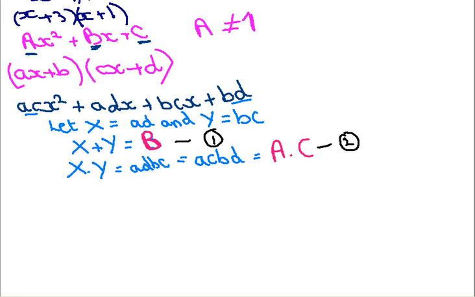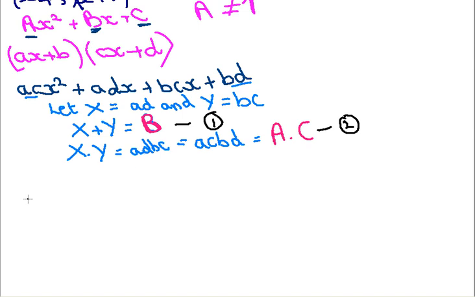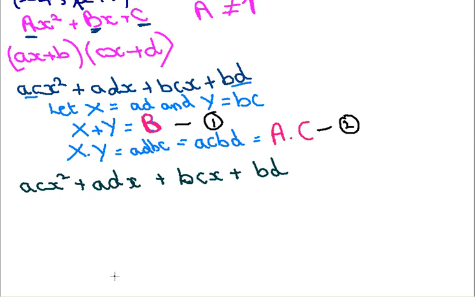So let's write this out again. We'll have acx squared plus adx plus bcx plus bd, and this expression here, ad will equal x, and this will equal y, y equals bc, and if you look there, you'll see that there's a common factor to both of these. This has ax as a factor in it.